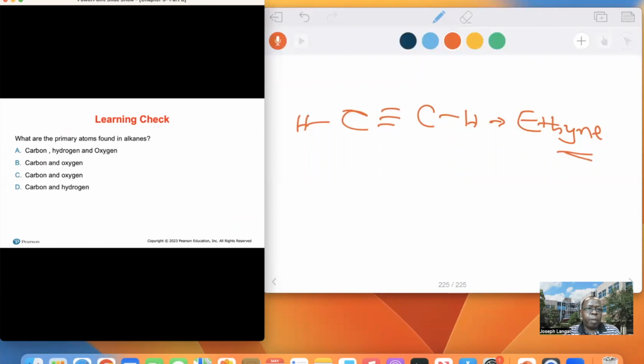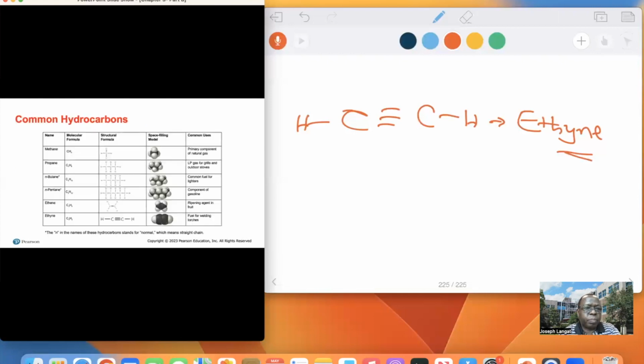Now, what are the primary atoms found in alkanes? This is a good question you can expect in this section. Options: carbon, hydrogen, and oxygen; carbon and oxygen; carbon, hydrogen. Primarily, we don't talk about oxygen in alkanes. The correct answer here is D, carbon and hydrogen.